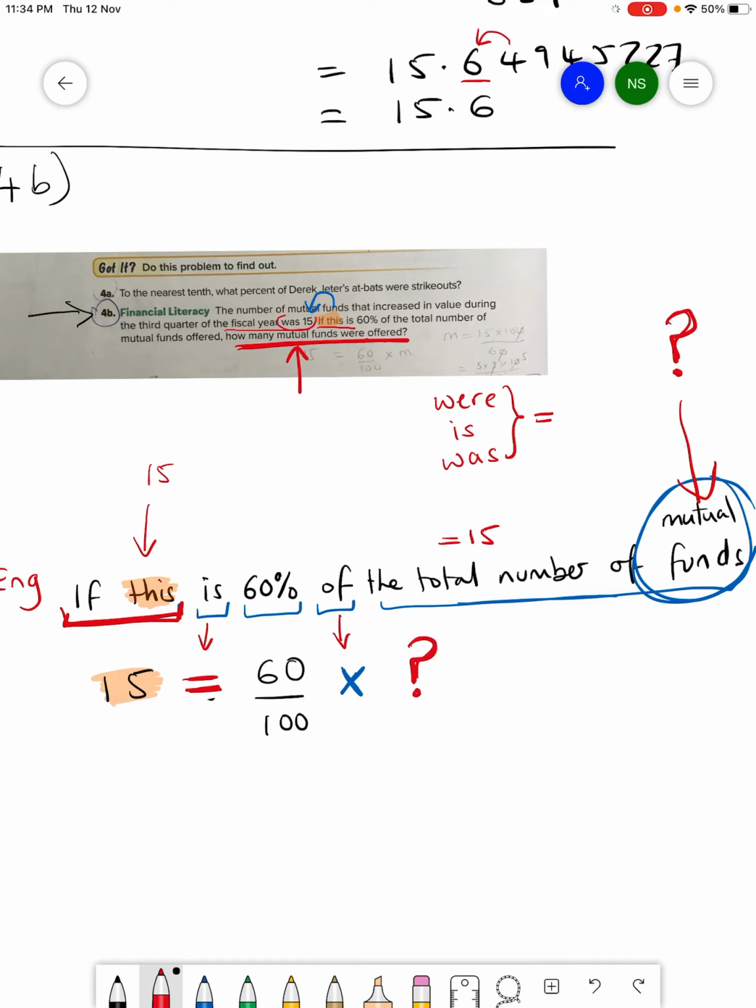So again, we will cross multiply and we will find that question mark is equal to, and I'll show you where the numbers will go, 15 times 100 divided by 60. Let's work that out. And we should get an answer of 25. How many mutual funds were offered? 25 mutual funds were offered.